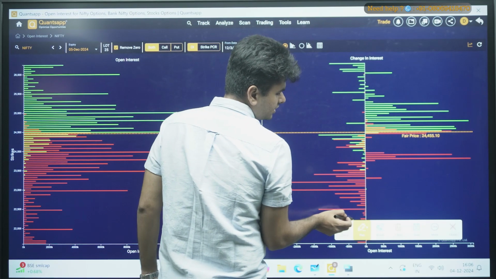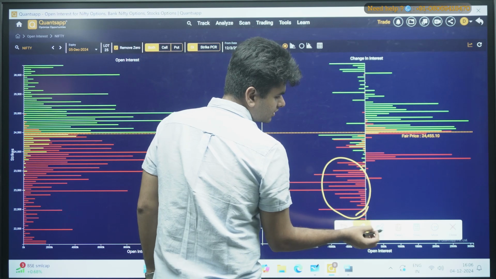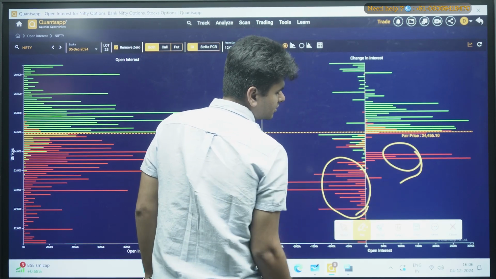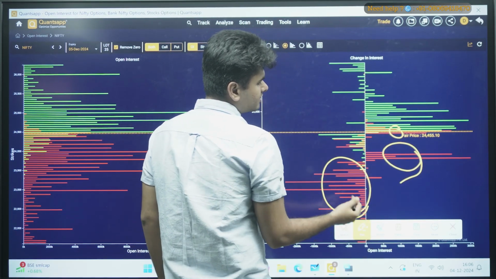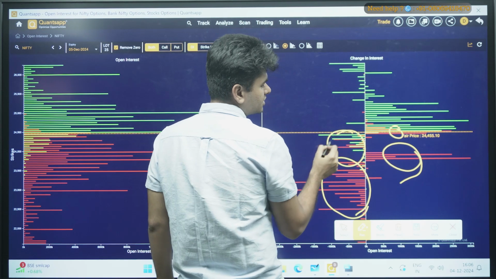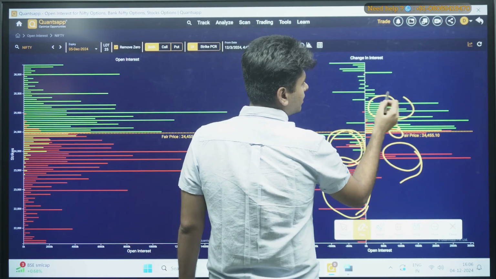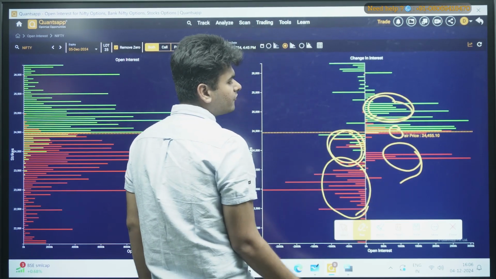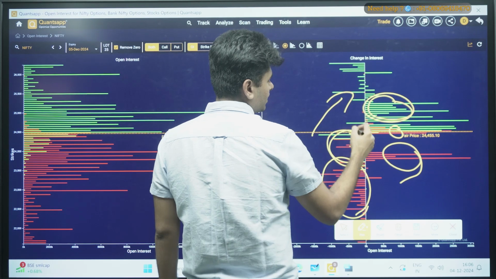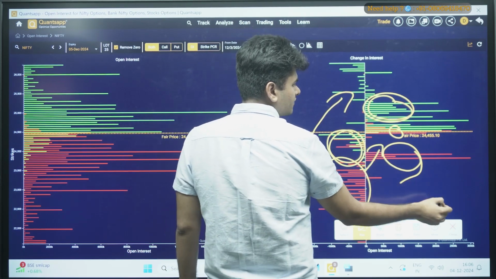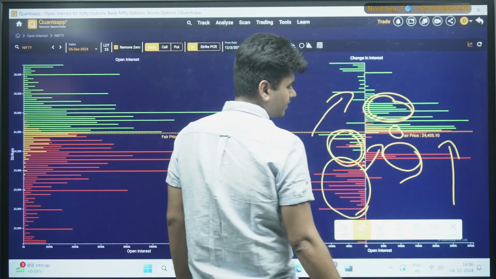As you can see, the put sellers exiting here are creating new positions here and near here. Similarly, you can see the call positions are being unwound here. They also have gone to the upper level. So somewhere you can see the shift has gone to the upper side. On the basis of that, the price went to the upper level today.